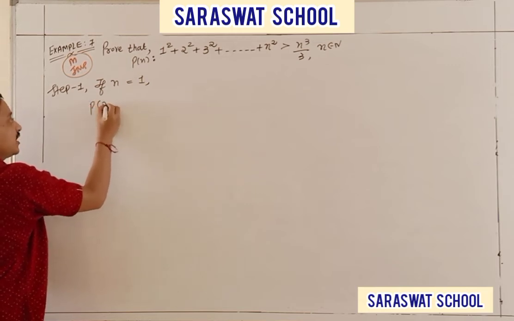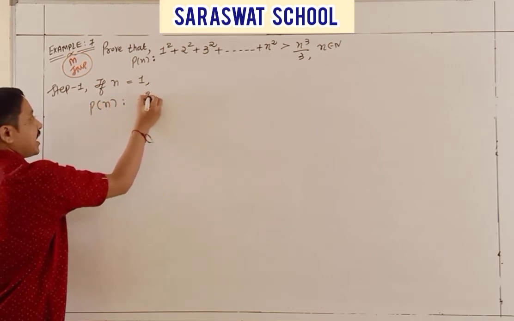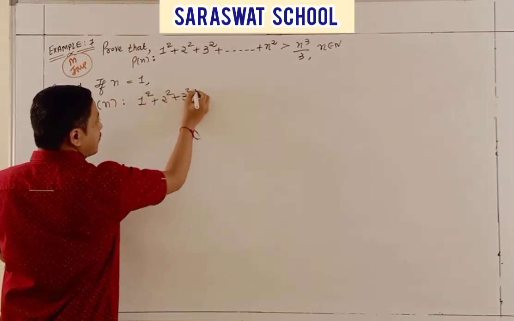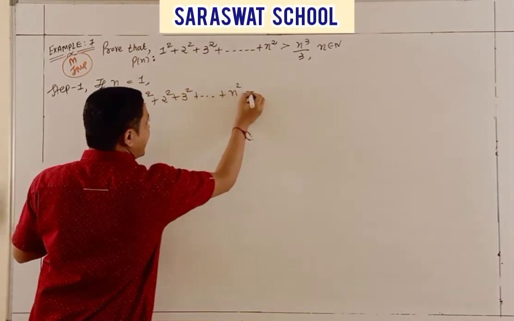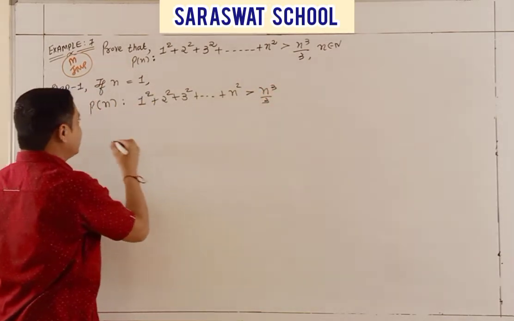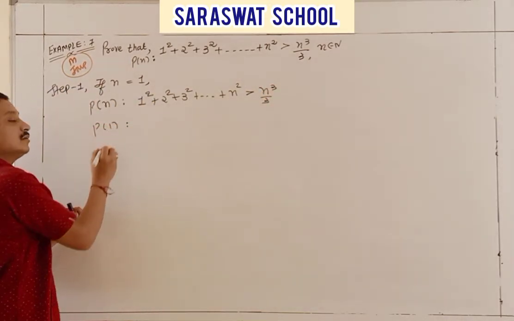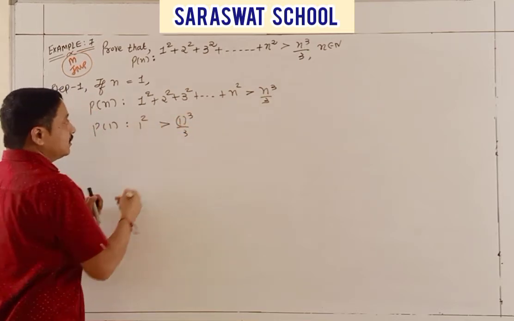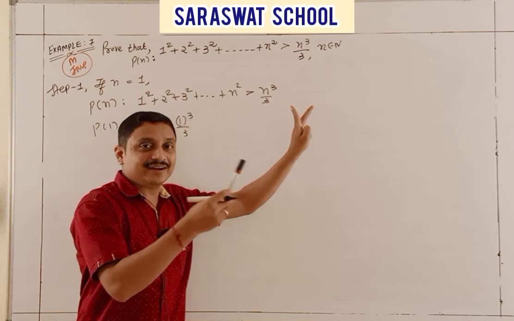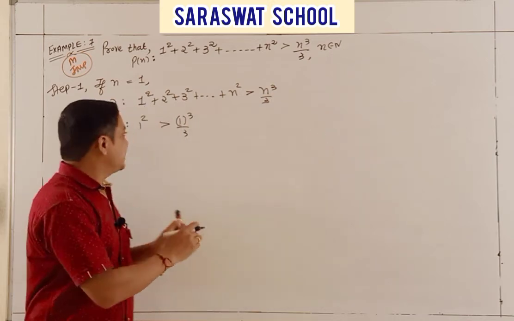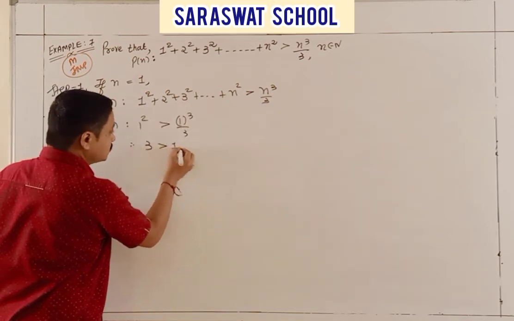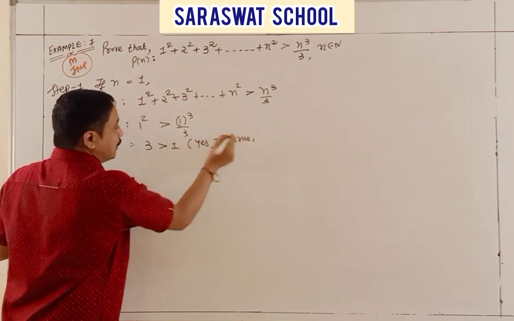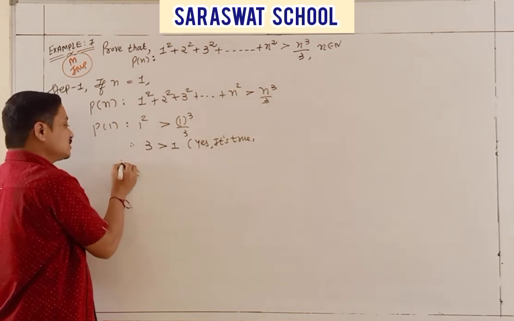So what is the P of n I just written? 1 square plus 2 square plus 3 square up to n square is greater than n cube by 3. But I write for P1, only one written here: 1 is greater than 1 cube by 3. This is the first step taking, and here right side value taking, and check down. 3 is more than 1? Yes, it is true. I only carry forward 3 to the upper side. So P1 is true.